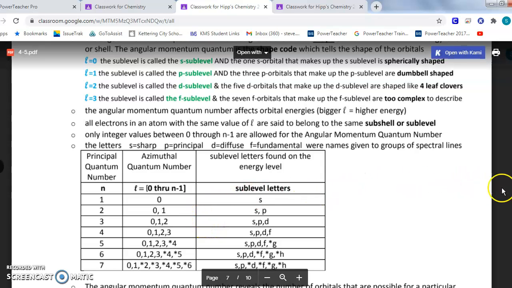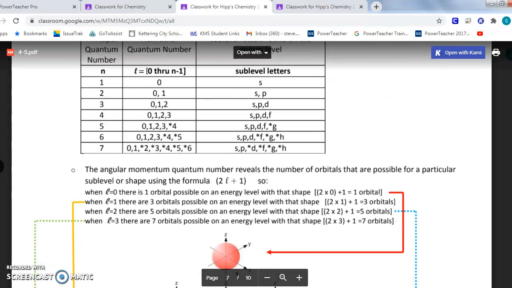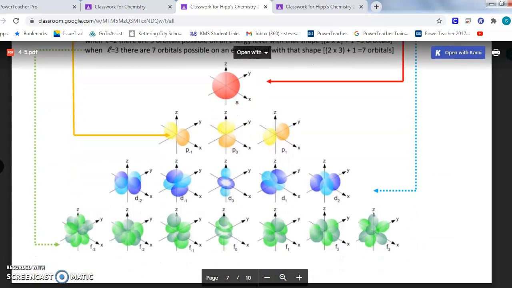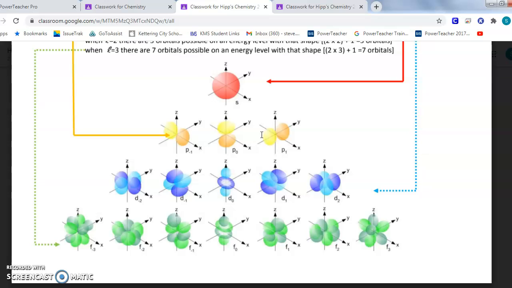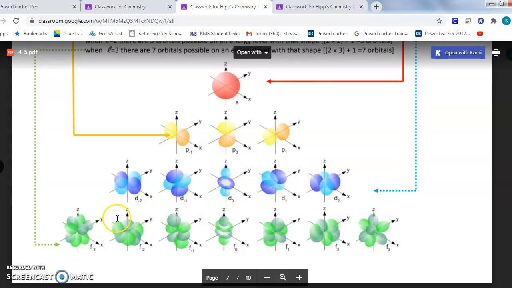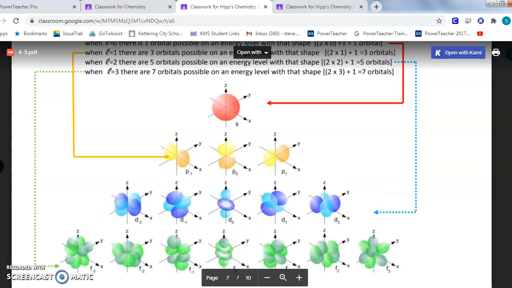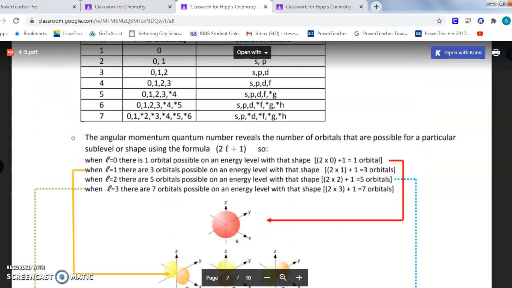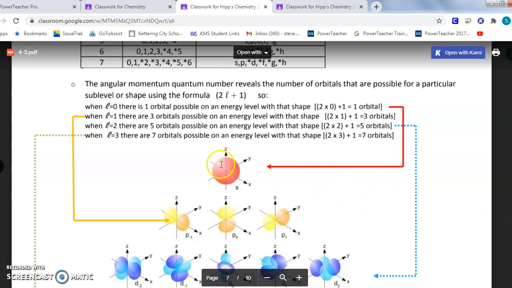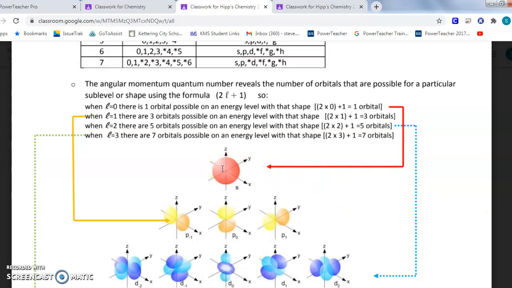Now, when we look at the different sublevels, if you remember, they were made up of different numbers of orbitals as well. The s sublevel was a spherical orbital, and it was only made up of one of them. The p sublevel is made up of 3 orbitals, sort of dumbbell or hamburger bun shaped. The d orbital was made up of 5 orbitals. The f orbital was made up of 7. 1, 3, 5, 7. How many electrons did each orbital hold? Well, if you think about it, each orbital only holds 2 electrons.